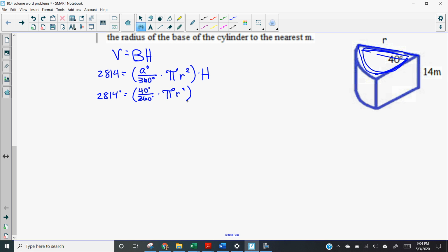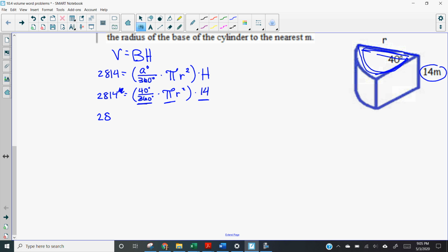The height, that's this 14 meters over here. So this one is just a little bit tricky algebraically. What I would suggest is, let's deal with the 1/9, the pi, and the 14. There's no addition or subtraction here, so there's really no need for those parentheses. So that's 2814.